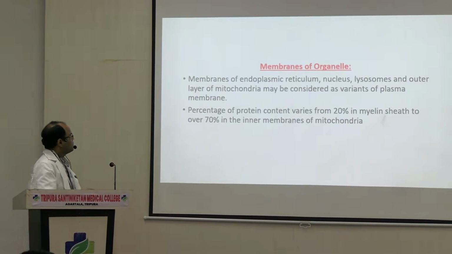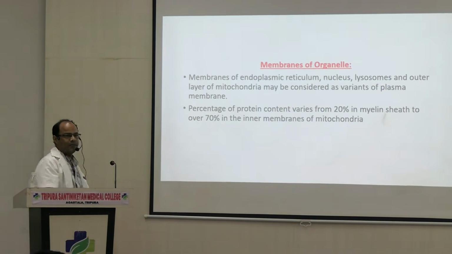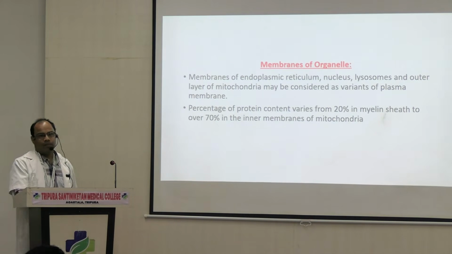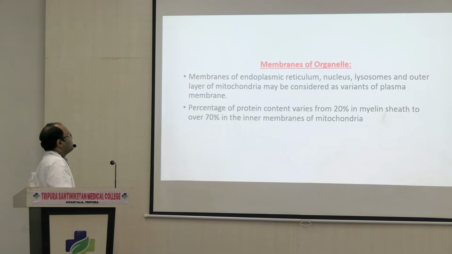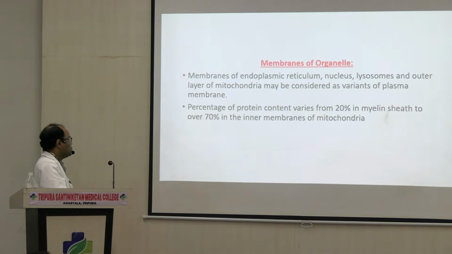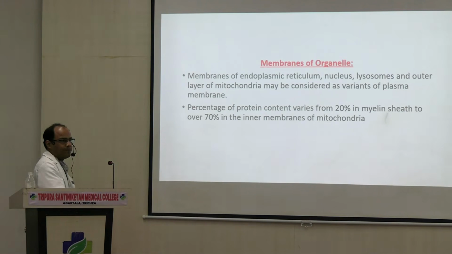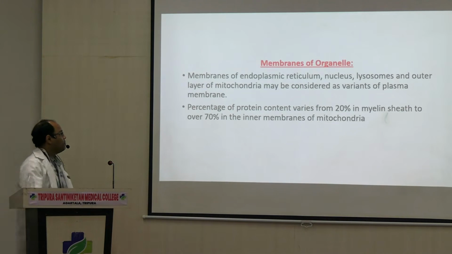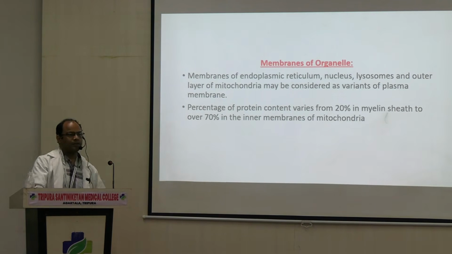Then the membrane organelles, that is intracellular organelles like mitochondria, endoplasmic reticulum, nucleus, and lysosomes, may be considered as variants of plasma membrane. The percentage of protein content varies from 20% in myelin sheath to 70% in the inner membrane of mitochondria. In membrane organelles, there are also some proteins.